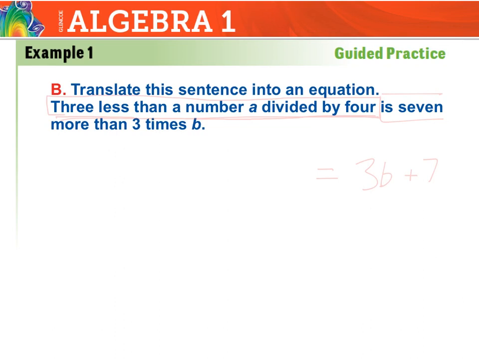So here's the key part. 3 less says subtract 3. Right? This says to me you are going to subtract 3, and whatever comes next in our sentence, that's what we're going to subtract 3 from. Well, it's a number A divided by 4. So write A divided by 4. Again, fractions, people. Fractions. A divided by 4. 3 less says minus 3.